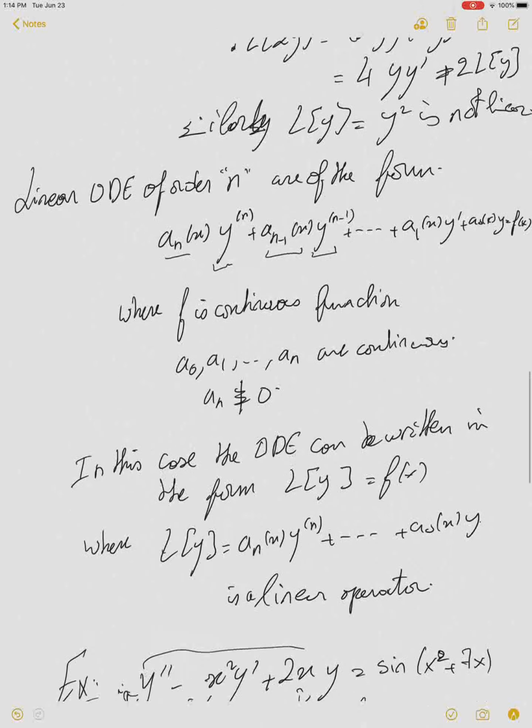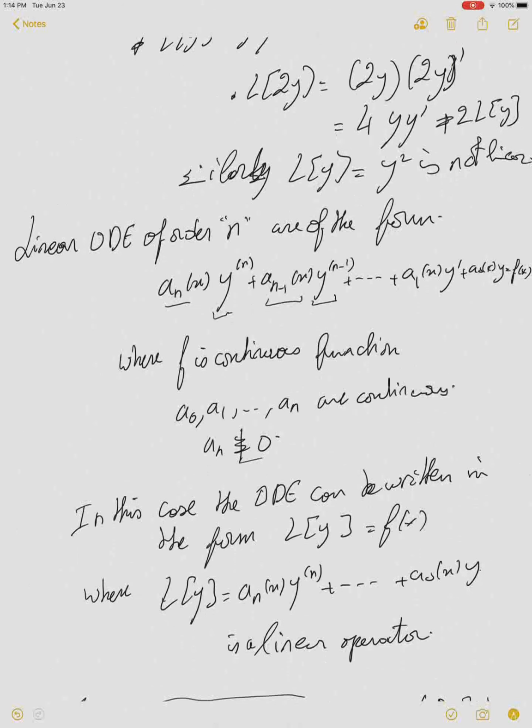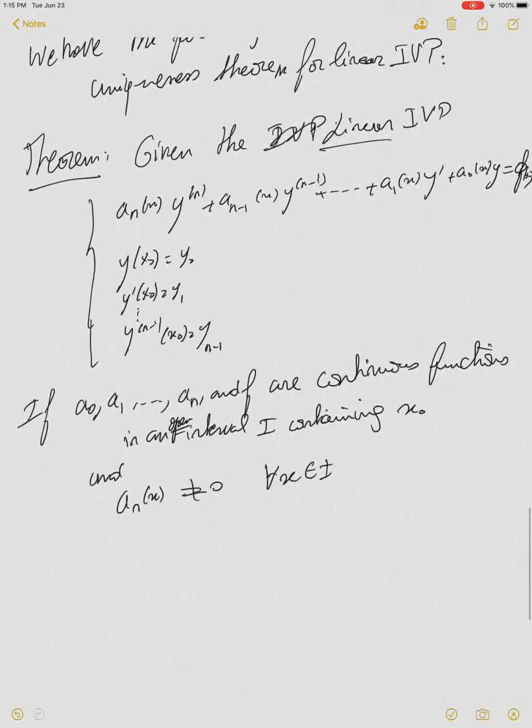This is different than the condition here. Here a_n is not identically 0. It can be 0 at some point. Not identically 0 means it can be any function but 0. It can be the function x, it can be the function x minus 1, although the function x minus 1 is equal to 0 at x equal 1. But the function x minus 1 is not identically the function 0. Now here I'm saying that the function a_n should be different than 0 for all x in the interval I, and the functions a_0 up to a_n and f are continuous.